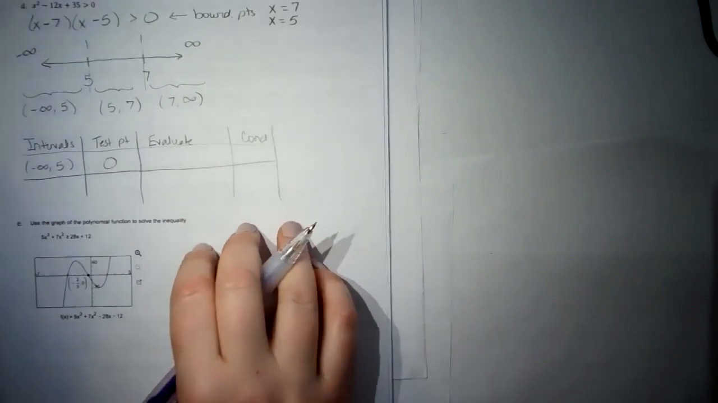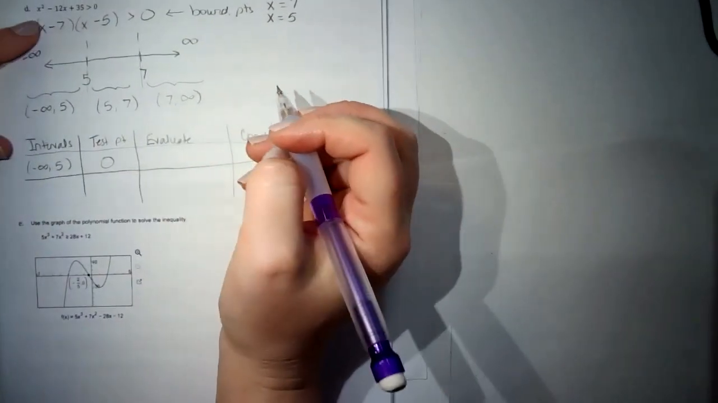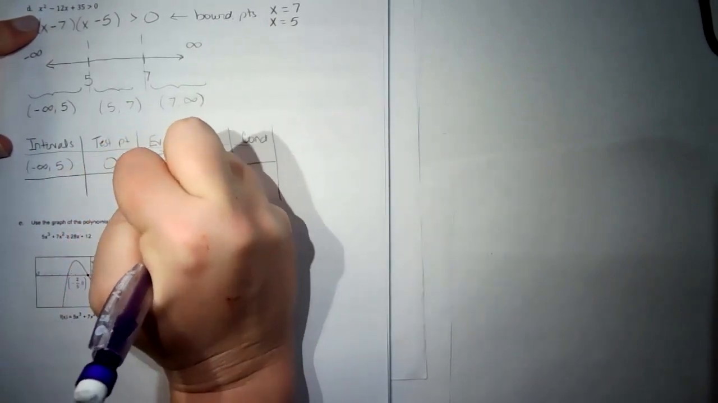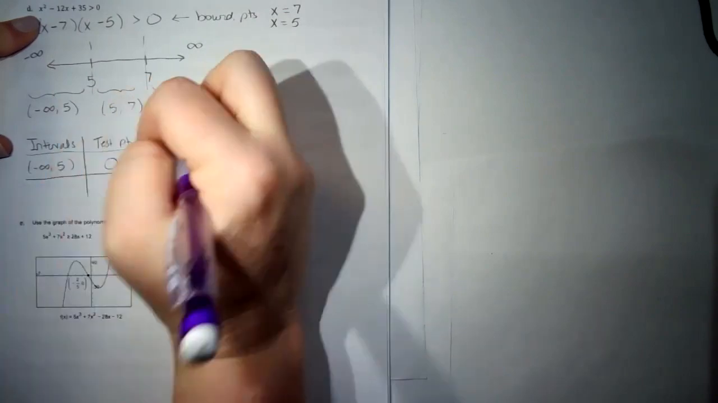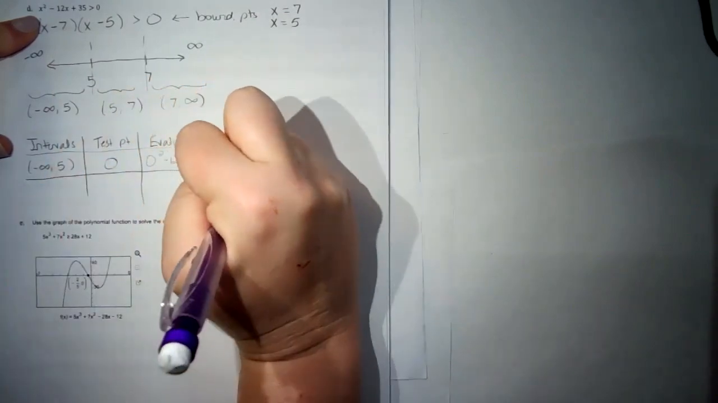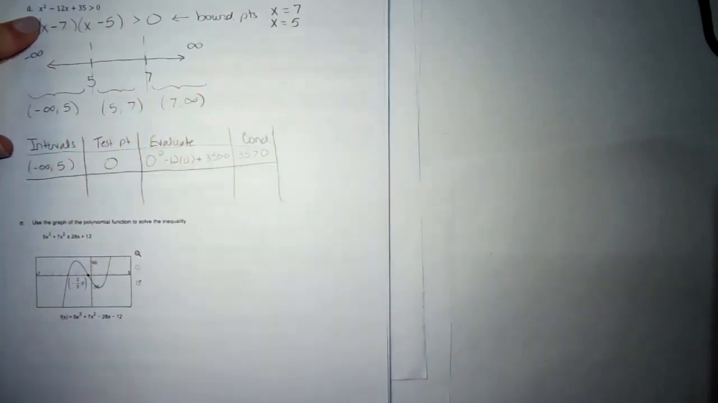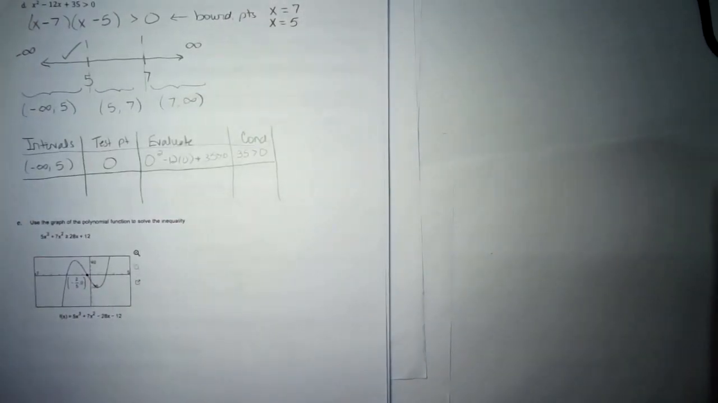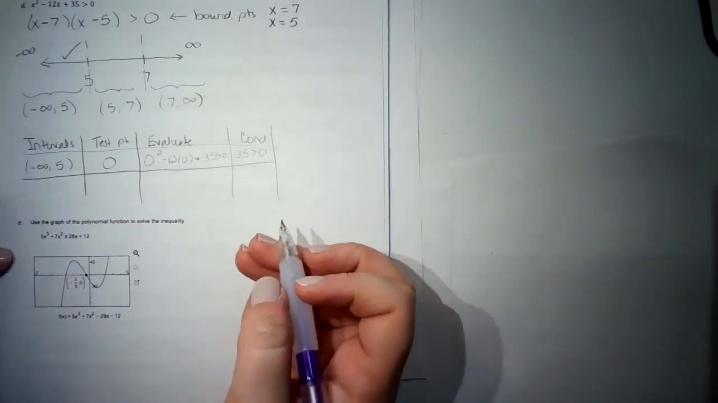Okay, so 0. I'm sure you guys already have the answer, but if I go up here and plug in a 0, what I find out is, is 35 greater than 0? Yeah, so that interval works. Fantastic. Do I have to go on and do the other 2? Yes, you have to go on and do the other 2.